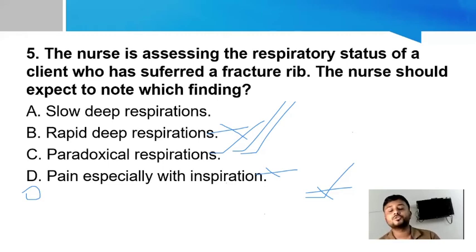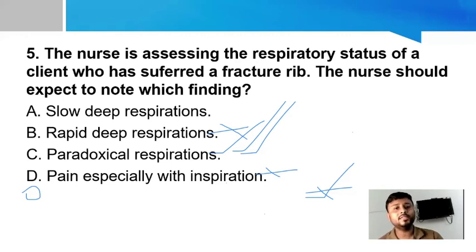So option D is also correct here, because during inspiration the fractured rib will go inside and damage the cells and organs, and we can feel the pain. So we can tell that number B and number D are correct.